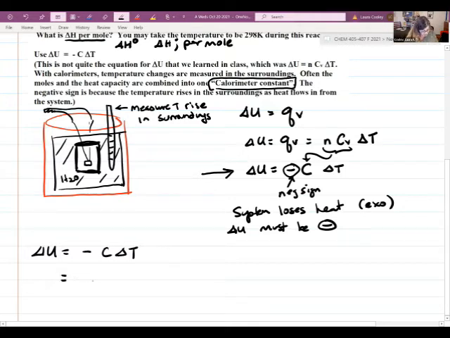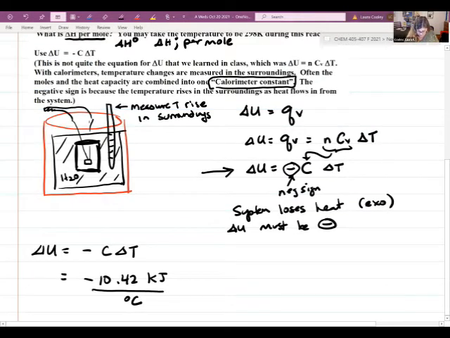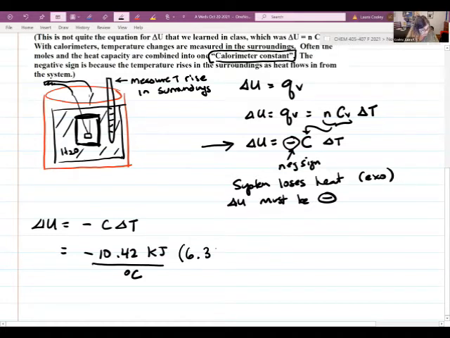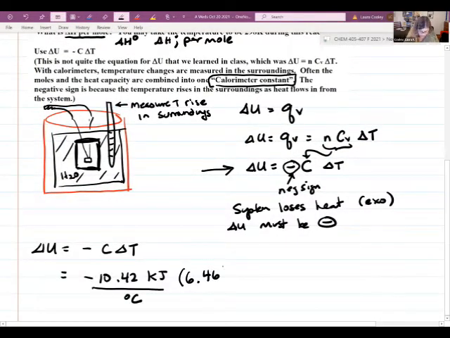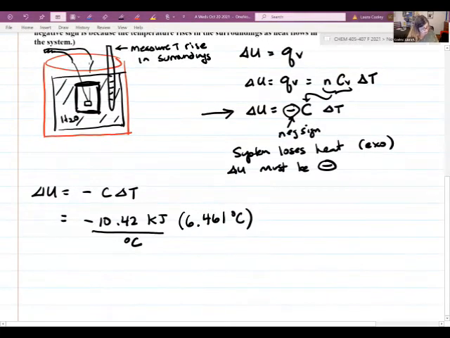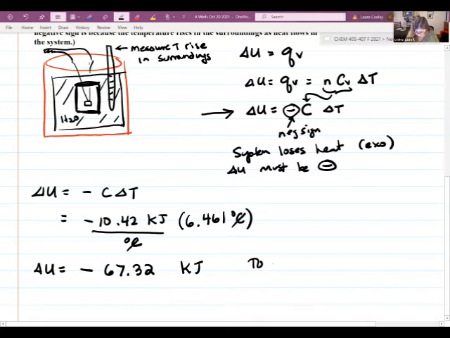And you're given the fact that this constant, let's see. Oh yeah, here we go, is minus 10.42 kilojoules per degree C. And that gets multiplied by the 6.46. I actually have 6.461 in my notes. I don't know why, maybe I changed the problem at some point, but that makes the delta U equal to negative 67.32, I guess I wanted it to have four sig figs, kilojoules as your degrees C cancel. So this is a total change in internal energy, the delta U total, okay?